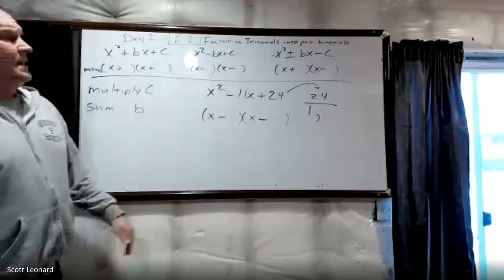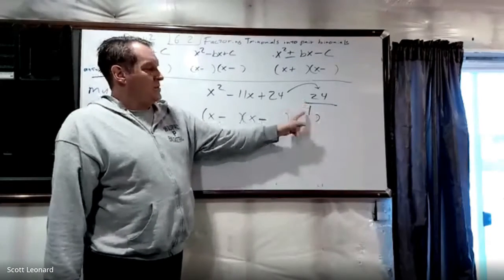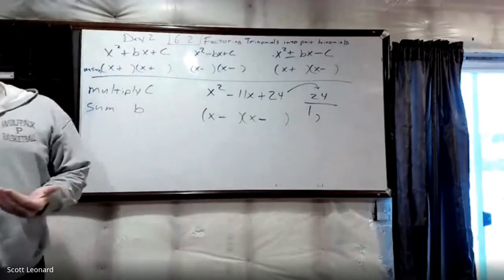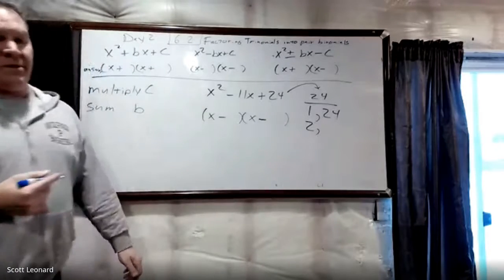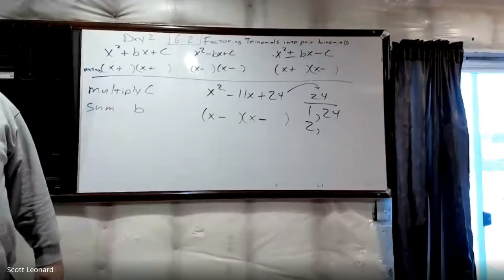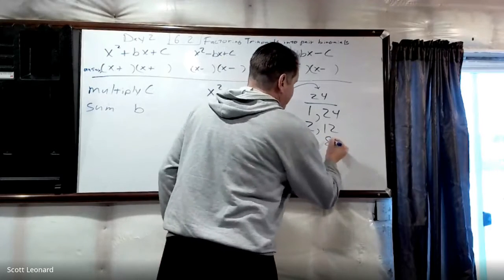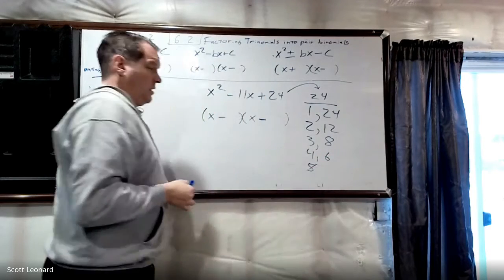All right, so we have 24 as our last term here. We're going to go through number by number, starting with 1. What numbers multiply to give me 24? 1 times what will give me 24? 24. 2 times what will give me 24? 12. I'll go a little faster now. 3 times 8. 4 times 6. And 5 doesn't work.